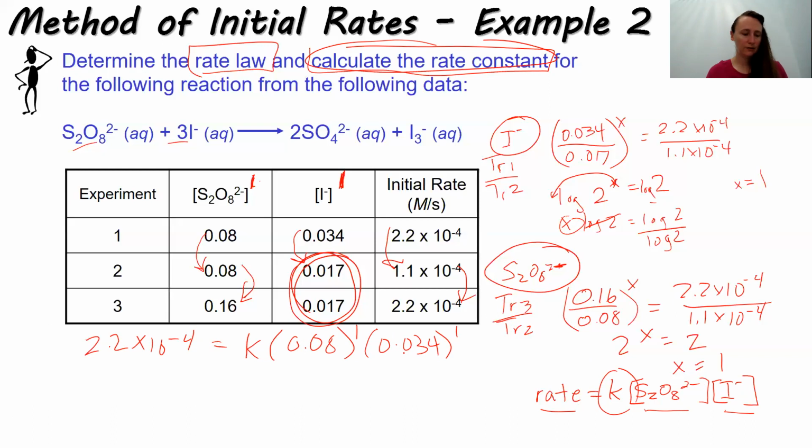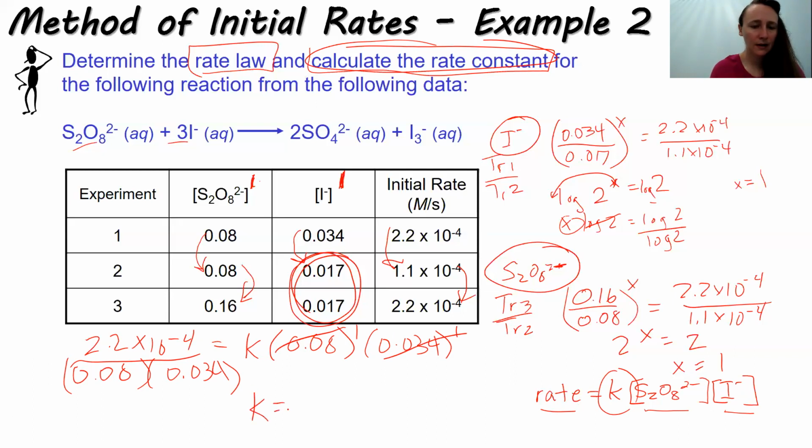So it'd be 2.2 times 10 to the negative 4 divided by both concentrations, 0.08 and 0.034. And I get that K equals 0.08088. And the units on that would be, we have molar per second, we have molar and molar, so one of the molars cancels out. So it's inverse molar and inverse seconds.